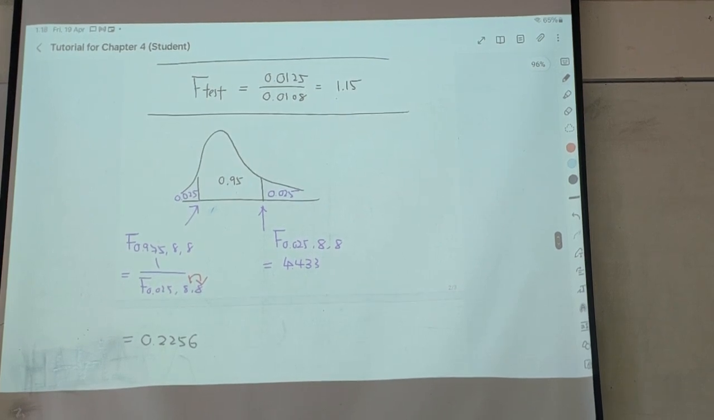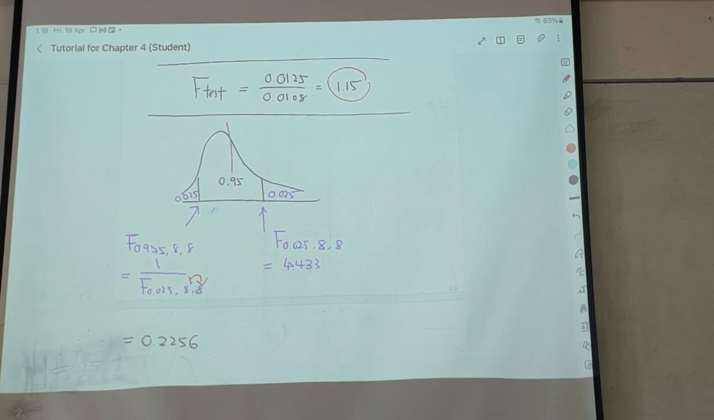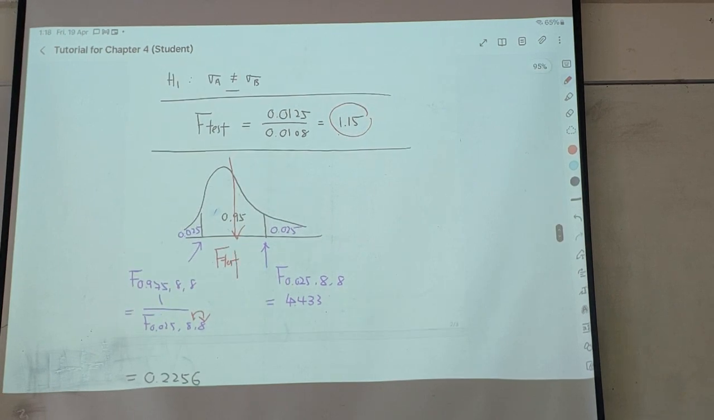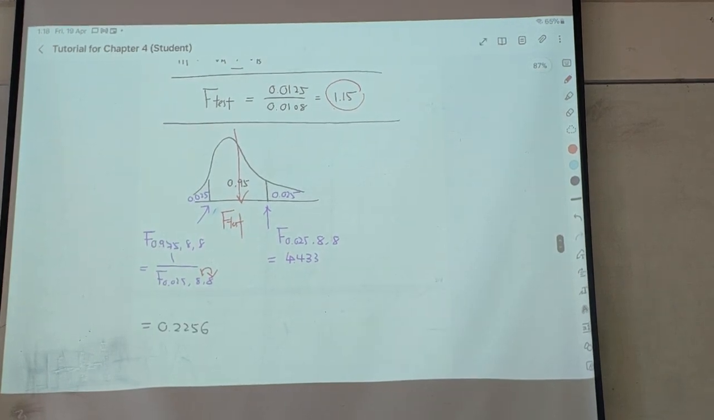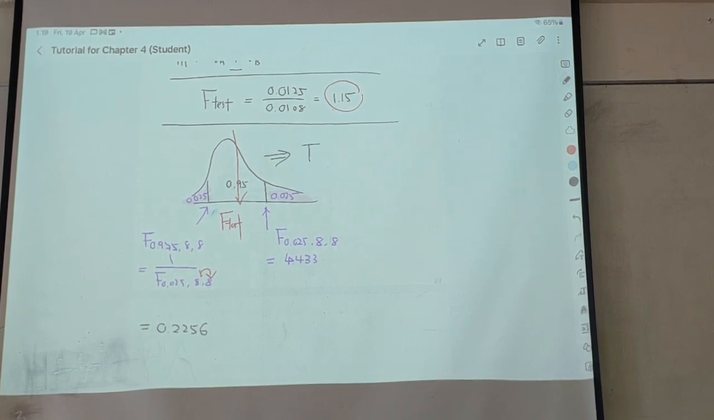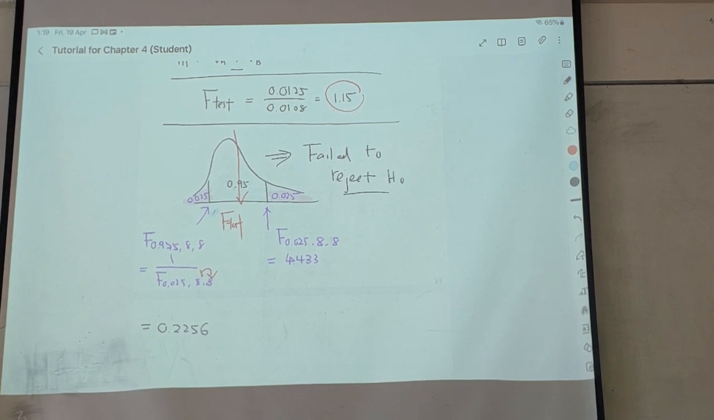Okay, so now we have to compare the F-test. This is the F-test, somewhere here. Okay, fail to reject and highlight first. So our decision is fail to reject the null hypothesis.